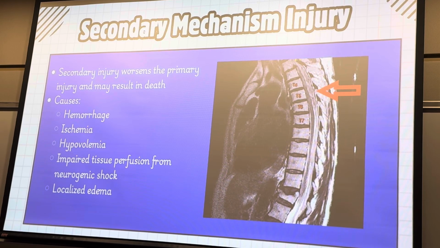Big two things with your secondary mechanism of injury: cord compression and decreased perfusion. If I can resolve that cord compression and I can increase my tissue perfusion, I should be okay. Questions about secondary mechanism?